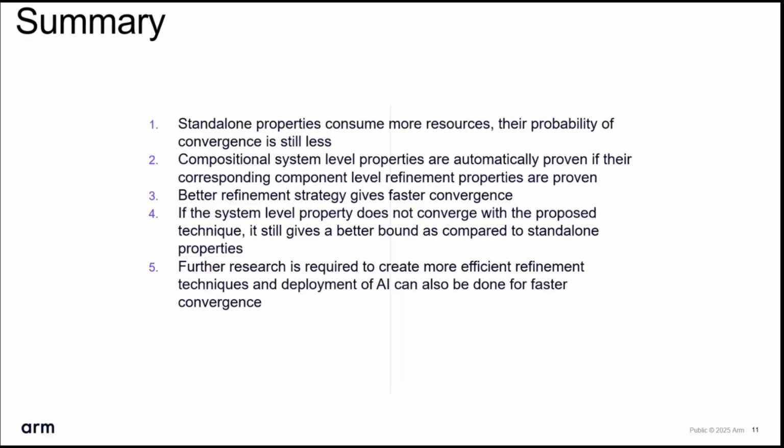The fourth point: if the system level property doesn't converge with the proposed technique, it still gives us a better bound, which I have shown as evidence with a couple of designs. And finally, how we can make use of artificial intelligence in intelligent selection of refinement properties. That is the problem at hand, and we are dealing with it right now. I think that's it. Thank you very much. Any questions?